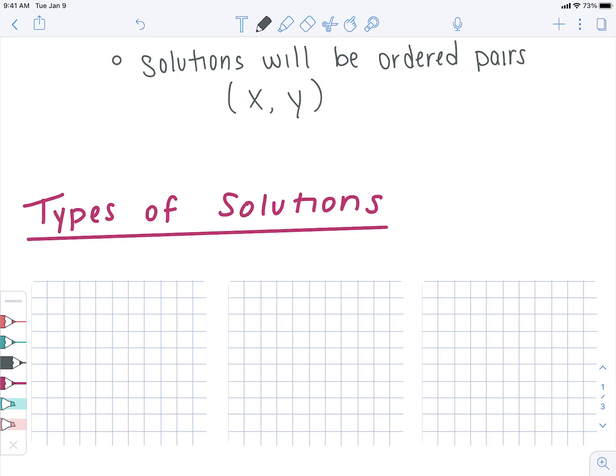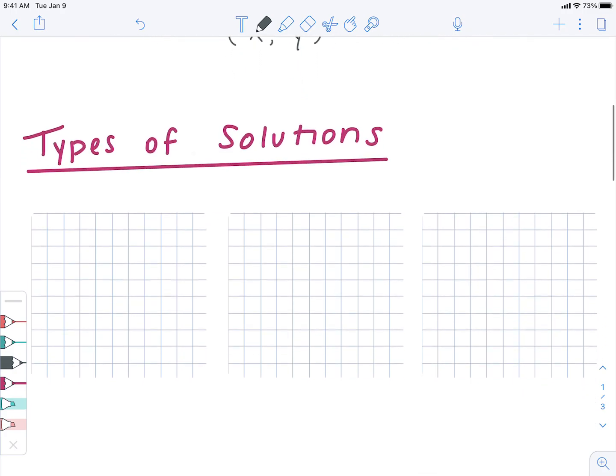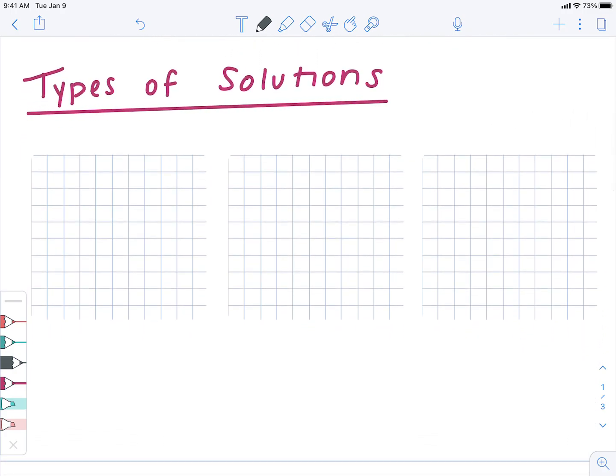So since we know that our solutions are going to be ordered pairs, that tells us that we could look at the graphs, right? Because we know ordered pairs are coordinates that we graph. So we have three different types of solutions that we could possibly have. Our first one, I'm going to draw on the x-axis and my y-axis, and then draw on a graph.